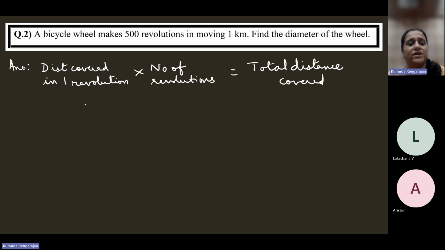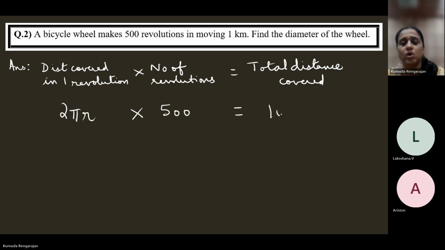So the distance covered in one revolution is nothing but 2 pi r, into the number of revolutions, which is given as 500, is equal to the total distance covered, 1000. Now, you can write 1 kilometer. You can also write 1000 meters. 1 kilometer is 1000 meters.